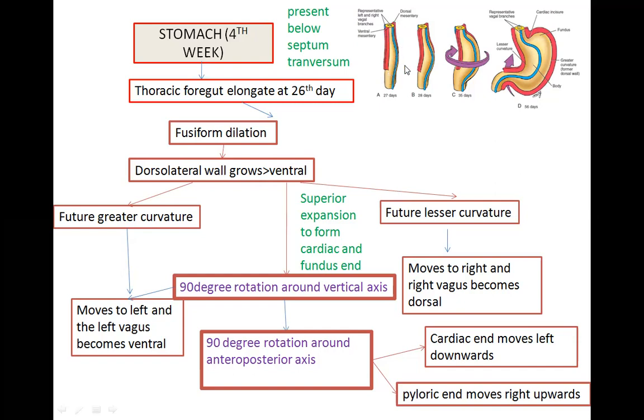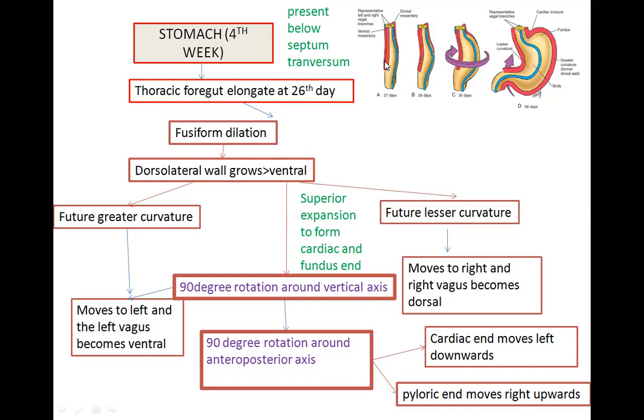So why is this happening? Because anteriorly in the ventral mesentery will be the septum transversum, so there is a developing liver. Since the liver is enlarging, it is also gaining the hematopoietic function in the developing embryo. So there isn't sufficient space to accommodate this liver. To accommodate this developing liver, there is a rotation of the stomach, and so the ventral wall doesn't have much space to grow as compared to the dorsal wall.